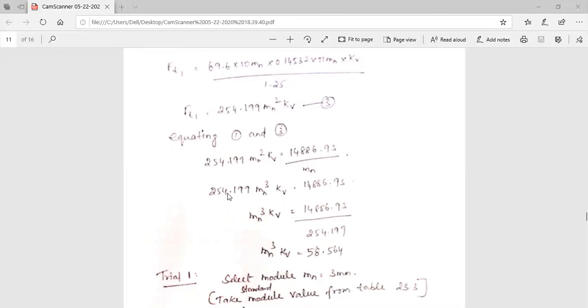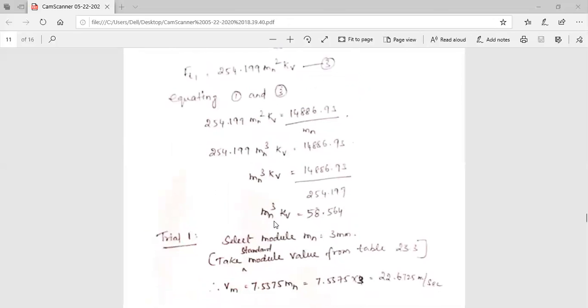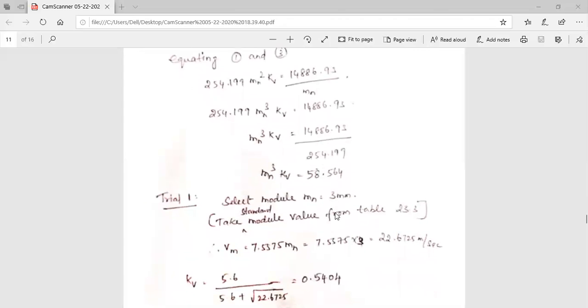So already equating this equation, cross multiply, you get the value mn cube kV equal to 58.56. What is the condition? The mn cube kV value, which is from the Lewis equation, is always greater than the normal tangential tooth load. So this value must be greater than or equal to 58.564. That is the condition.